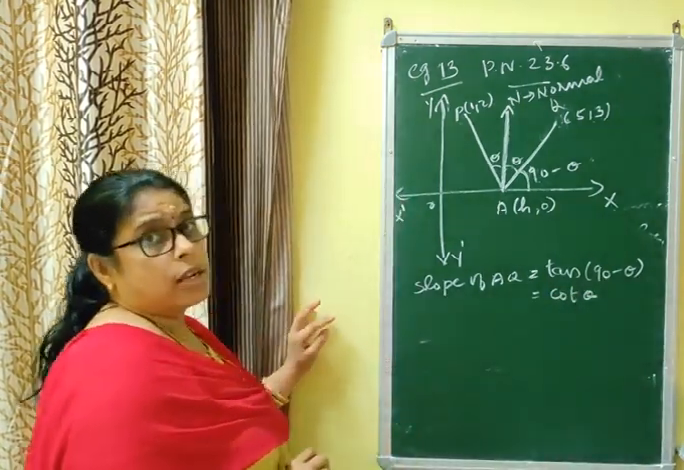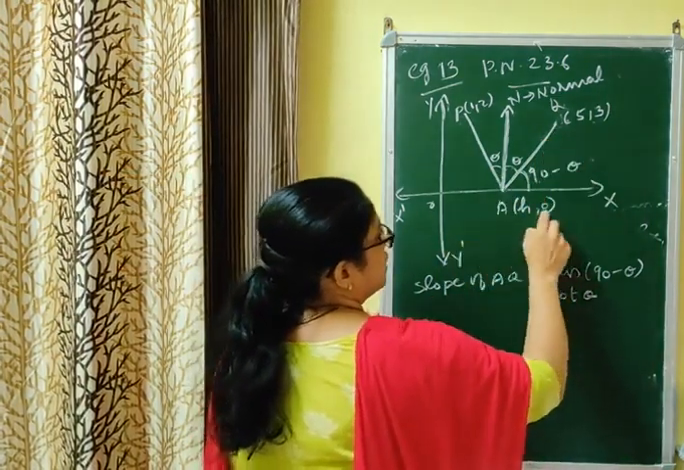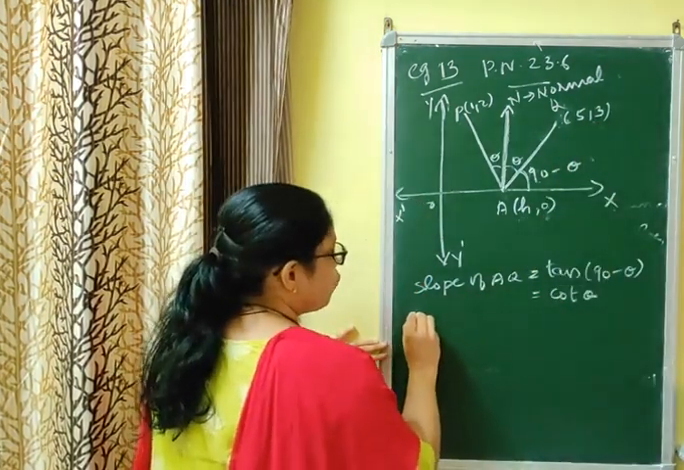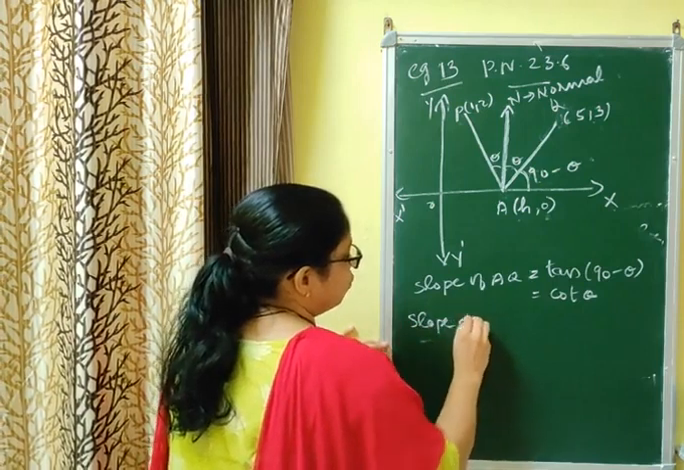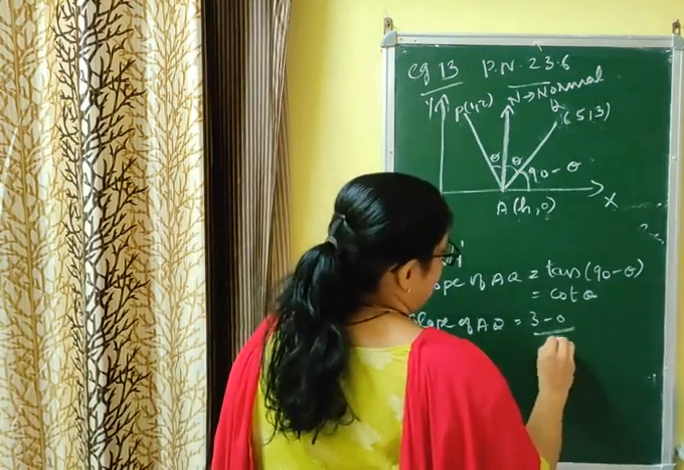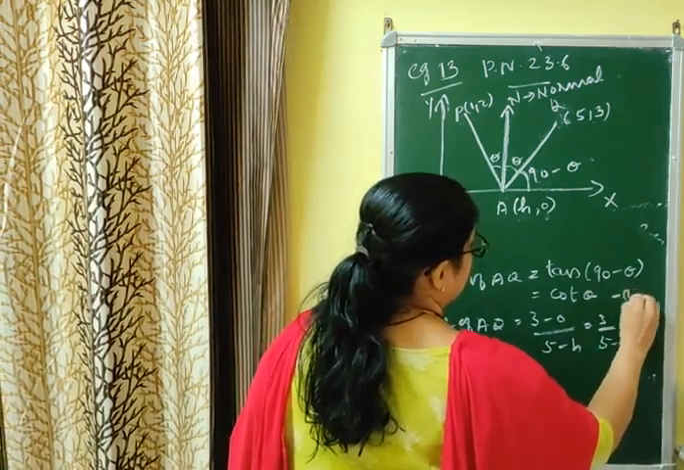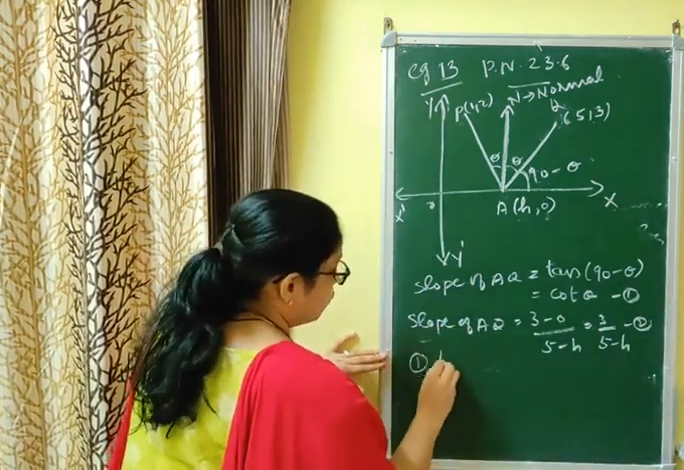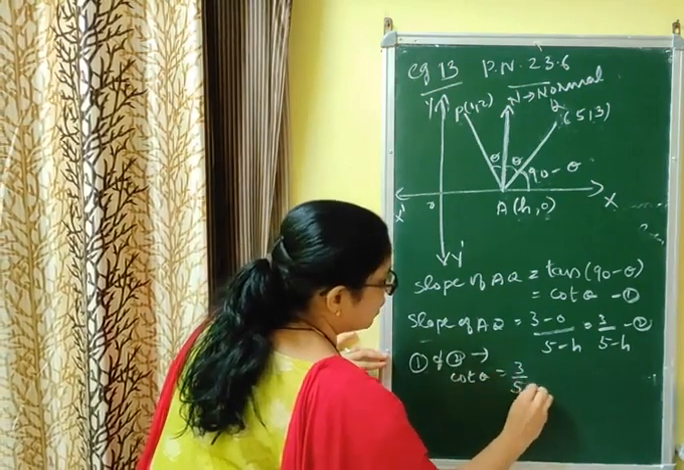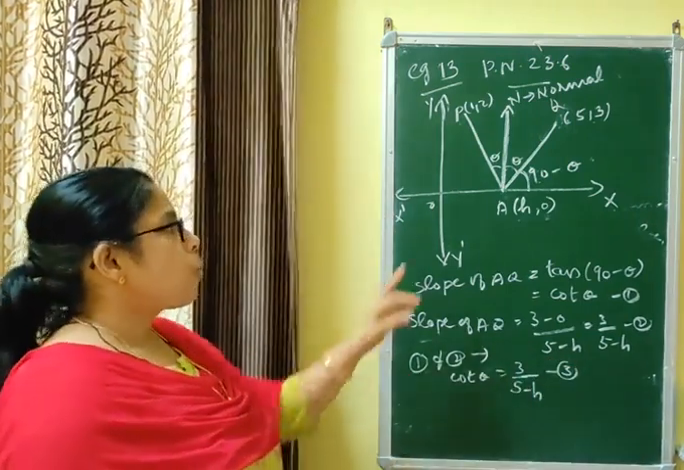Now you have to find the slope using the coordinates. Since this reflected ray is passing through (h, 0) and (5, 3), this is x1 y1 and this is x2 y2. Slope of AQ is equal to y2 minus y1, that is 3 minus 0 upon 5 minus h, that is 3 by 5 minus h. Equations 1 and 2 give cot theta is equal to 3 by 5 minus h. This is equation number 3, related to the slope of AQ.